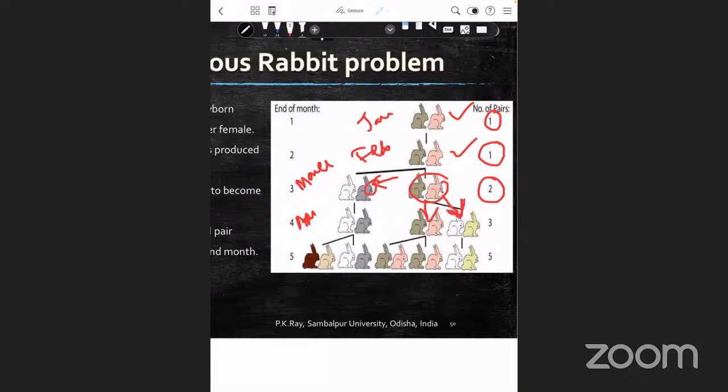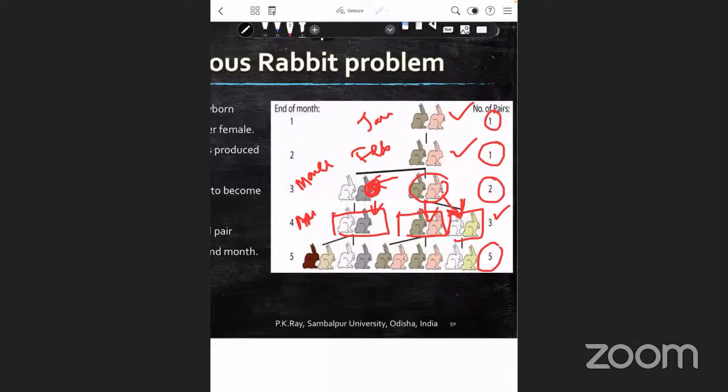And this newborn pair takes 1 month to become mature. So now it is a mature pair. So how many pairs are in April? These are 3 pairs. If you go like that, you will see that in the month of May, it becomes 5 pairs.